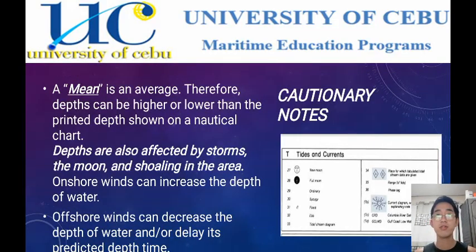A mean is an average, therefore depths can be higher or lower than the printed depths shown on the nautical charts. Depths are also affected by storms, the moon, and the shoaling in the area. Onshore winds can increase the depth of water. Offshore winds can decrease the depths of the water and or delay its predicted depth time. And cautionary notes and its picture shown below.